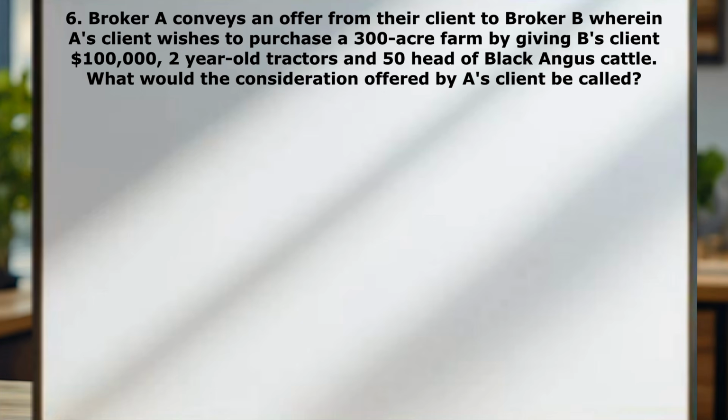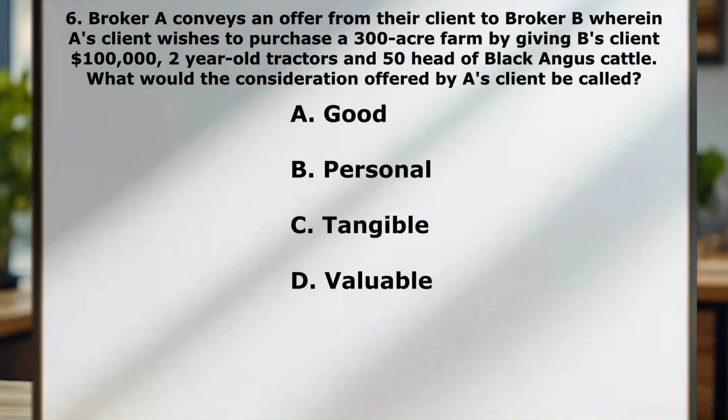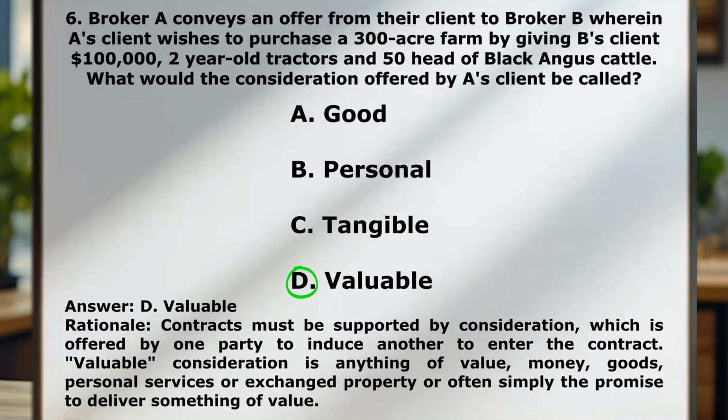Question number 6. Broker A conveys an offer from client to broker B, wherein A's client wishes to purchase a 300-acre farm by giving B's client $100,000, 2 year-old tractors, and 50 head of black Angus cattle. Can you imagine how much ribeye that is? What would the consideration offered by A's client be called? A, good. Yeah, I mean, seems like pretty good. B, personal. C, tangible. D, valuable. Correct answer here is valuable. 300-acre farm, 2 tractors, 50 black Angus cattle. Sure is valuable. So in terms of contract definitions, though, contracts must be supported by consideration, which is offered by one party to induce another to enter the contract.